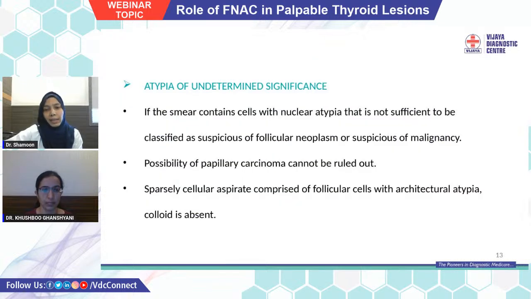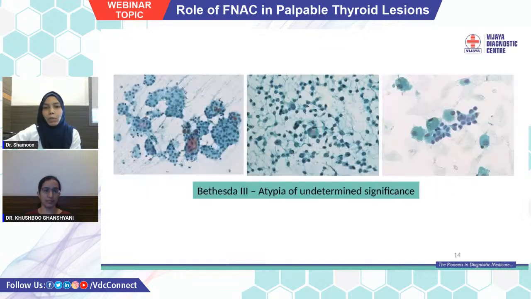Let us see what is category 3 of Bethesda system. Includes ATP of undetermined significance. If the smear contains cells with nuclear ATP that is not sufficient to be classified as suspicious of follicular neoplasm or suspicious of malignancy, then it falls under category 3. There is possibility of papillary carcinoma which cannot be ruled out, so we put it under category 3. Sparsely cellular aspirates comprised of follicular cells with architectural ATP and where the colloid is absent also fall under this.